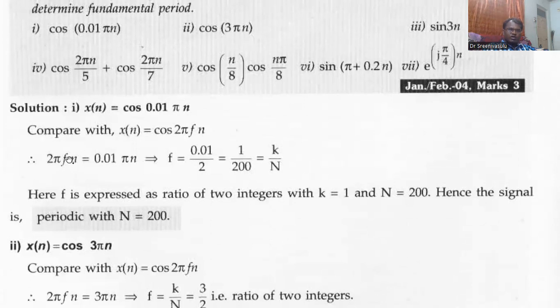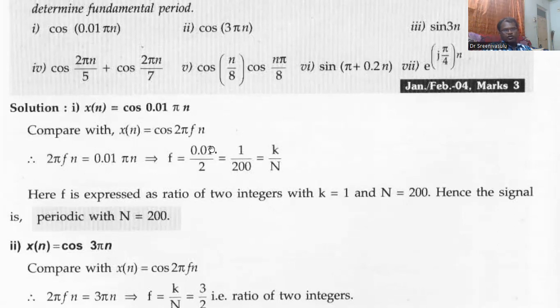Here he has given only f, but usually it is the fundamental frequency, so we are going with f naught. Don't confuse here. It's given only f. You assume whether it is omega or omega naught n. So here anyway we are with omega. So 2 pi f n. So n cancels, pi cancels. You see f. f is equal to 0.01 divided by 2.